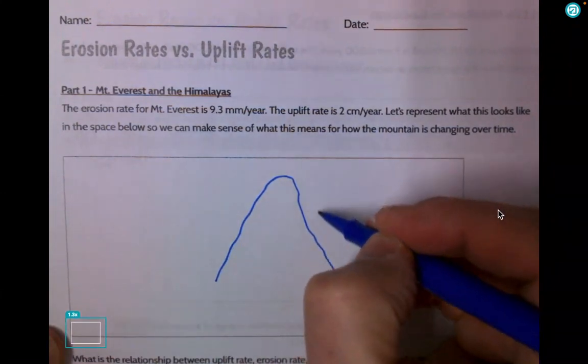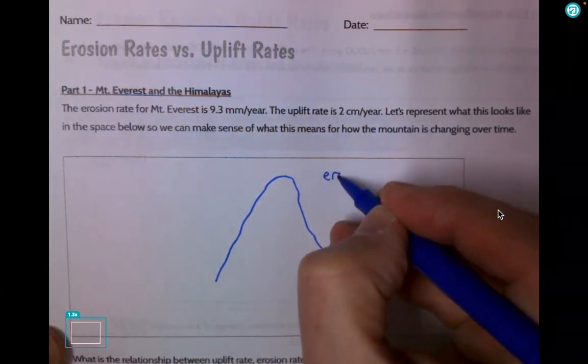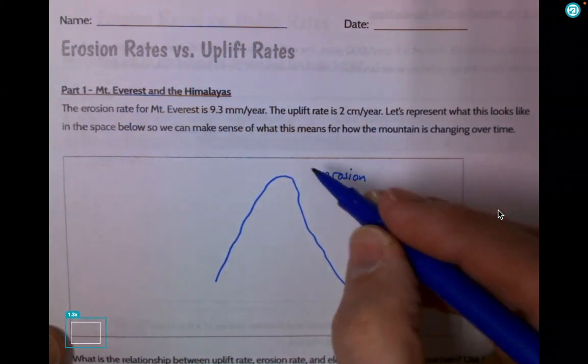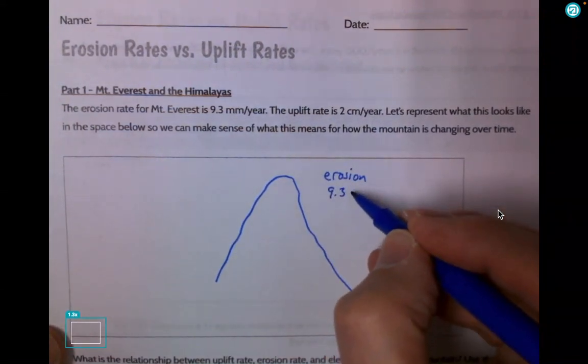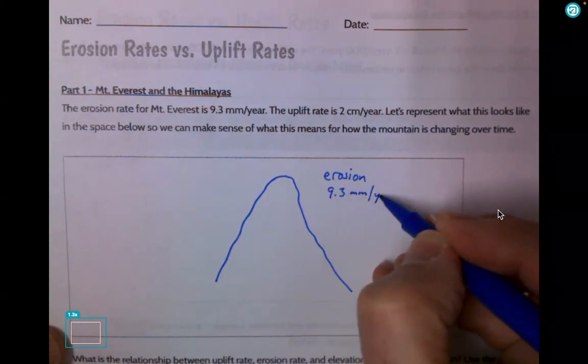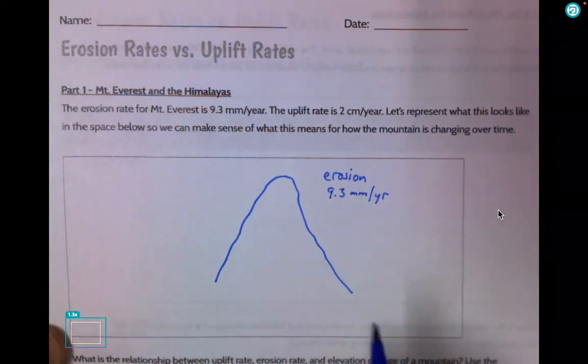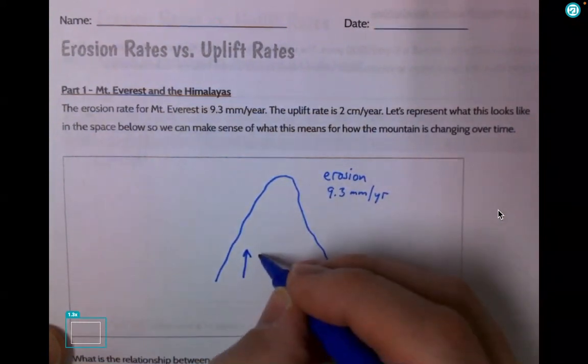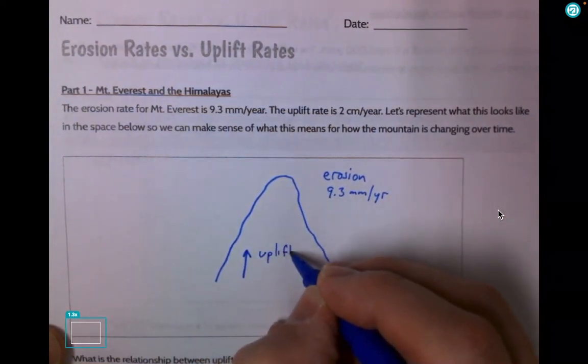Erosion is happening on the outside, so we'll put erosion up here. And it is showing a 9.3 millimeter per year erosion rate. The uplift rate, we'll show it inside the mountain because the mountain's being pushed up. So we'll put down uplift here.